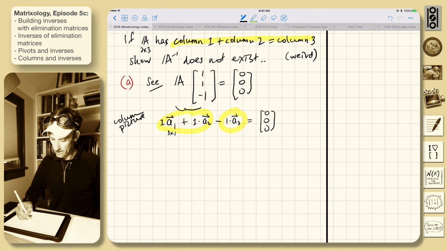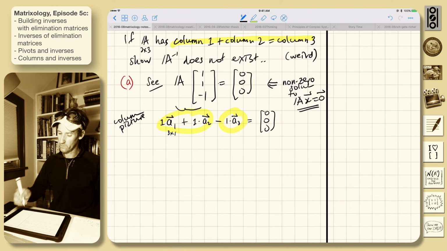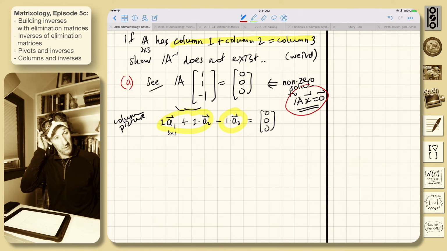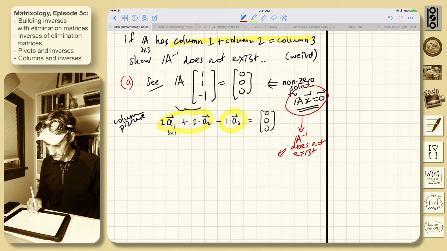So we see this is a non-zero solution to the problem Ax equals 0. That's a big deal. Ax equals 0, just to say it again and again, is a really fundamental equation. Ax equals b is important in general, but Ax equals 0 is super important. So that means A to the minus 1 does not exist, from the arguments we gave before, and that there's a pivot missing.